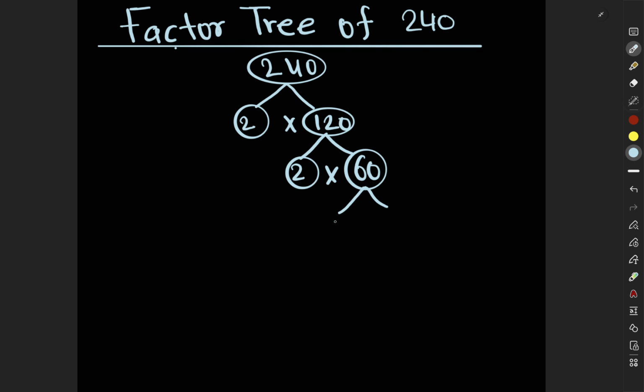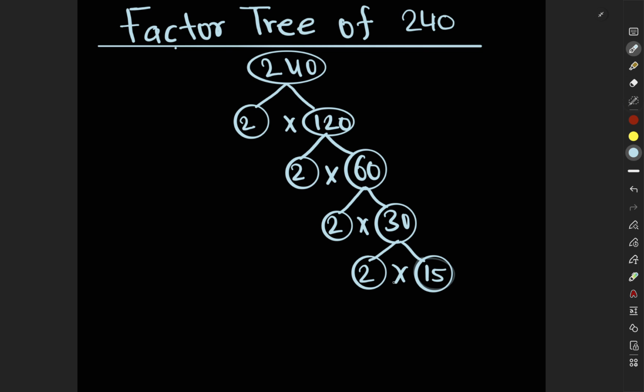60 can be written as 2 times 30. 2 times 30 means 60. 30 can be written as 2 times 15. 2 times 15 means 30. 15 can be written as 3 times 5. 3 times 5 means 15.